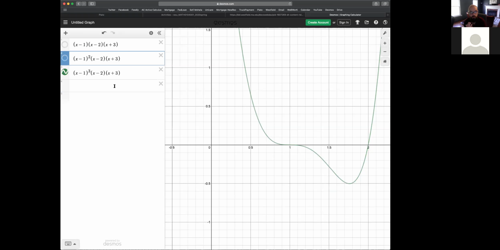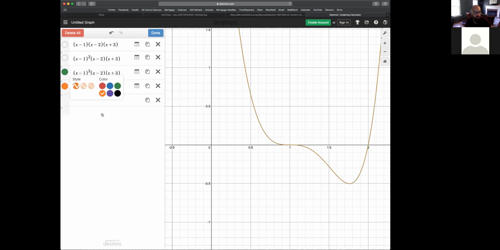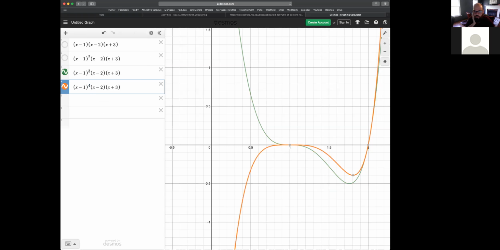It's like more loopy the higher the exponent. Like there's more curves. Okay, so let's try another one. Let's make it an orange and let's make it a 4. What's your prediction that's going to happen here if I make this a 4? I'm gonna guess there's gonna be more curves. It's gonna change direction more often. Okay.